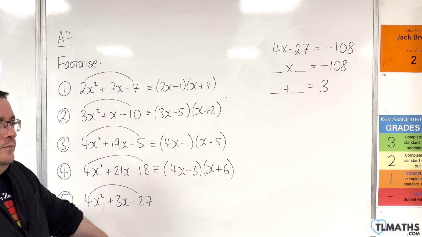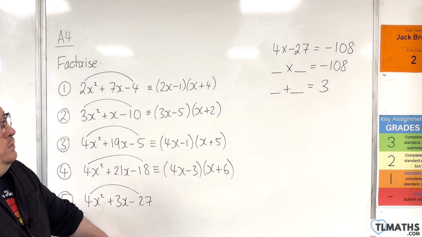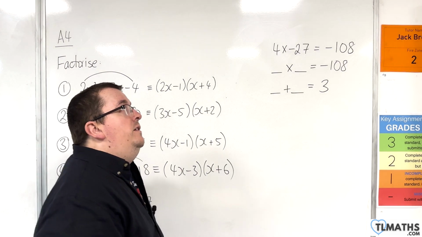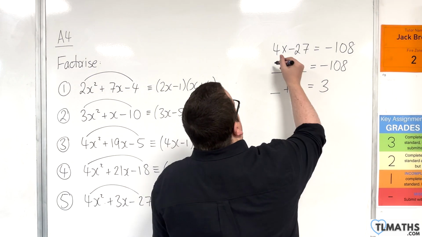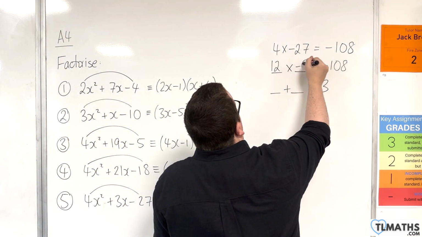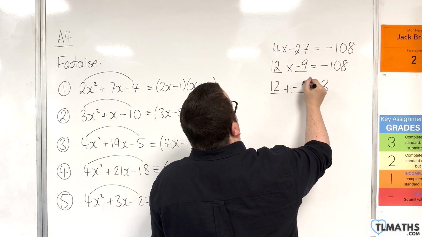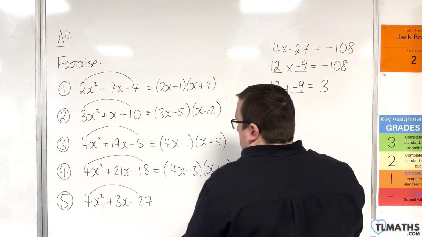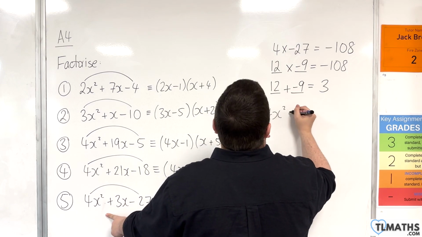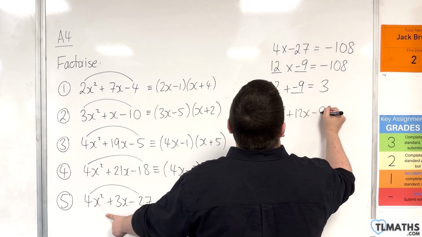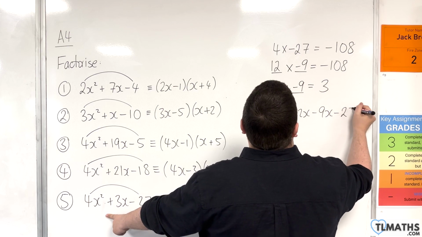So what would that be? 12 and 9 works, doesn't it? 9 12s is 108. So 12 times -9 and 12 take away 9. That works. Okay, so we've got the 4x squared plus 12x take away 9x take away 27.